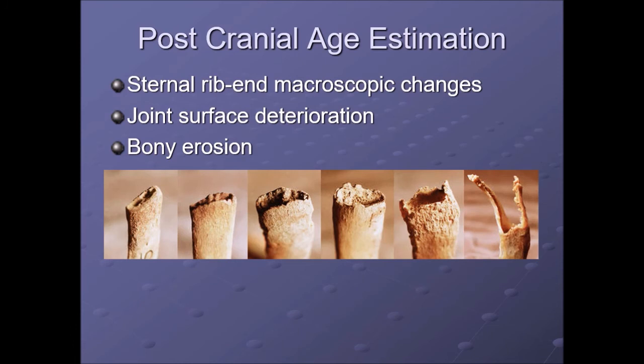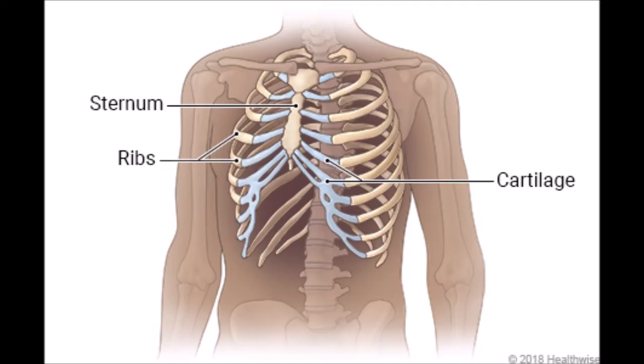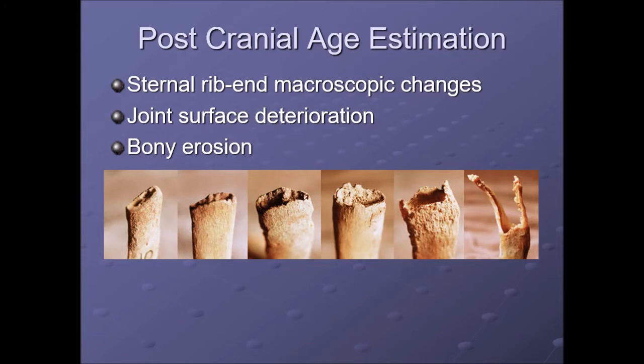We can do the same thing with sternal rib ends. You know where your sternum is, that's your breastbone, right in the middle. These are the rib ends that meet up to the cartilage that then meets up to the sternum, right? To complete the rib going across. So it starts in your spine, swings around, creates your rib cage, and then connects up to that cartilage. Well, over time, that cartilage will start to ossify. It will start to become bone.